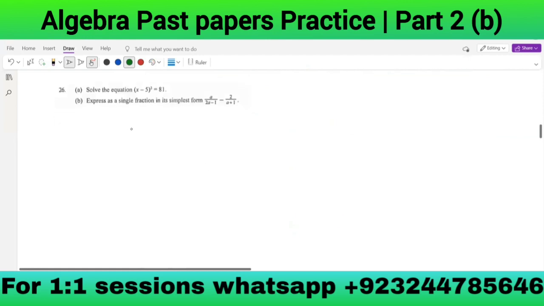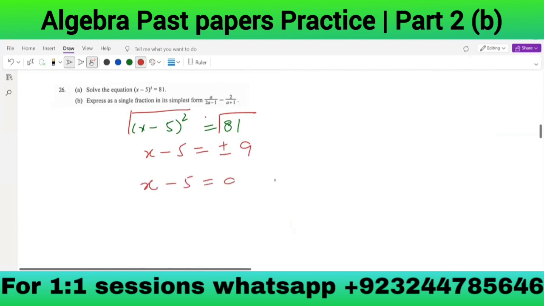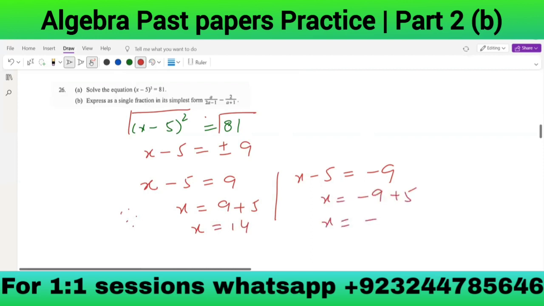Okay. Solve the equation x minus 5 whole squared is equal to 81. So taking square root on both sides, x minus 5 is equal to plus minus 9. So you can solve it. x minus 5 is equal to 9. x minus 5 is equal to minus 9. x is equal to 9 plus 5. x is equal to 14. x is equal to minus 9 plus 5. x is equal to minus 4.